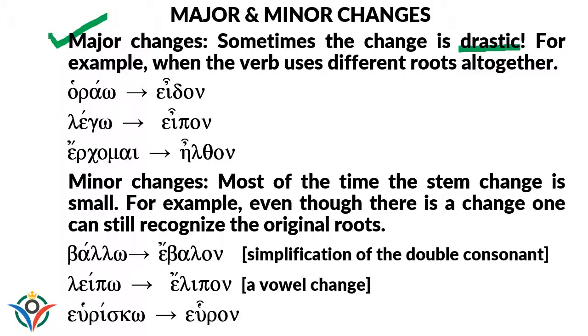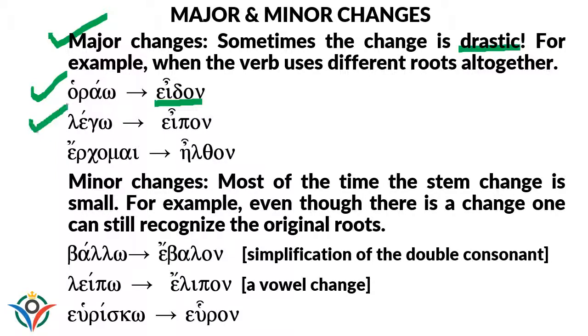So let's do some examples together, and they probably are going to shock you because they are so drastic in their change. The first one is horao, which, if you remember from your previous vocab, means I see. And the second aorist is idon. As you can see there, the verb uses different roots altogether. There is no similarity between the second aorist and its actual lexical form.